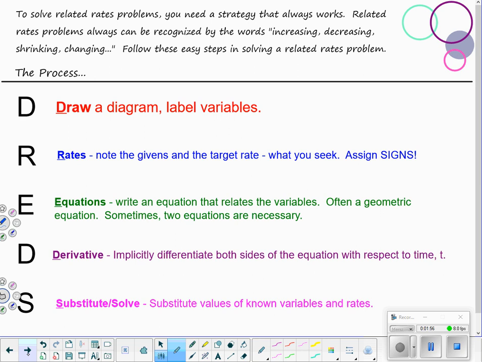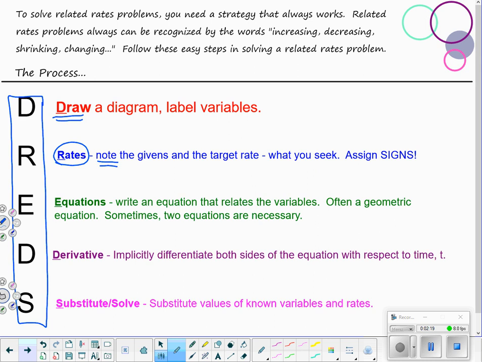To solve related rates problems, you really just need a strategy, and that strategy can pretty much be the same on each of these problems. I've found that this DREADS idea works very well to get you through the steps that should lead to success. D: draw a picture, label it up, get some variables labeled. R stands for rate. Note the given rates and the target rate, what you seek, and then make sure your signs are correct. So if it says the radius is increasing, well then I'd have a dr/dt equals. So I pay attention to what is given and what you're trying to find.